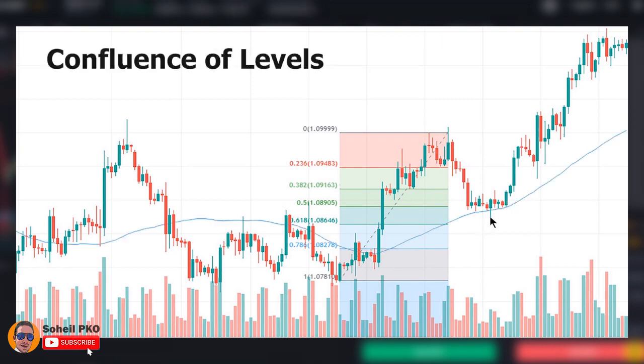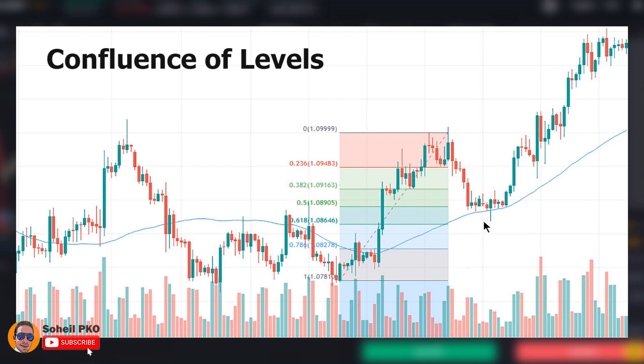Please pay attention that you can use these strategies in conjunction with each other. For example, confluence of Fibonacci retracement levels with moving average or with trend lines shows strong support or resistance levels, and this can provide you high probability trade.